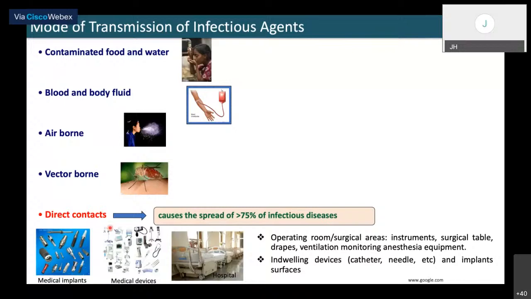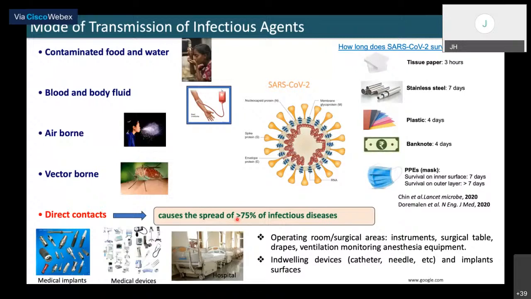But there is another way which spreads infection, which is called direct contact. Many times, bacteria and other pathogens get deposited onto surfaces. And we get the infection once we come in contact with those contaminated surfaces, which is causing more than 75% of total infectious disease spreading. So that is very, very serious. And if you look at this moment, even with respect to COVID, people have shown that this virus can live on various kinds of surfaces for hours to days. And from there, people can get an infection, not only through airborne or droplets, but also through this surface associated infection.